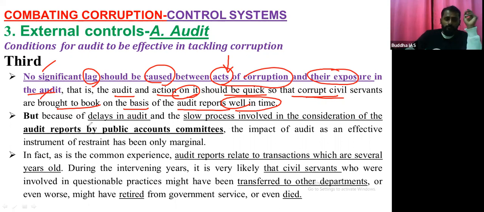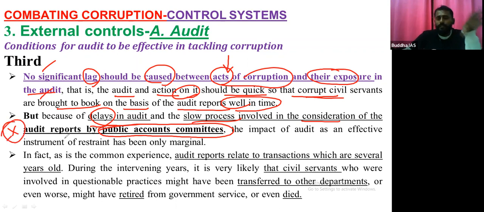But because of the delays in audit, the slow process involved in the consideration of the audit reports by Public Accounts Committee. See, this is one of the limitations. What is the mechanism to look into the audit report? It is the Public Accounts Committee which looks into the audit report. But there are delays with respect to this also.